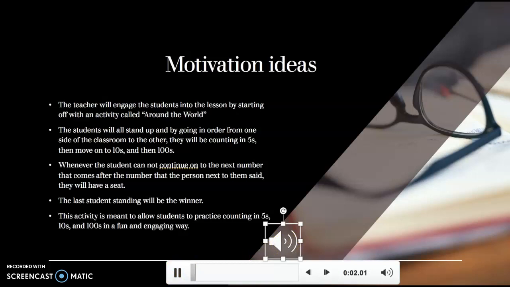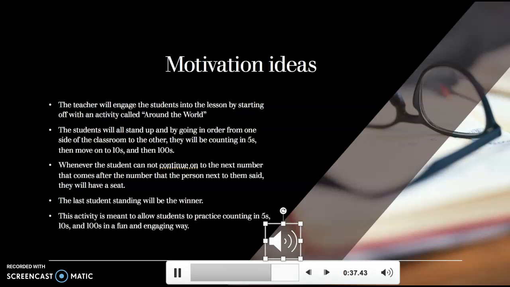In order to engage the students in the lesson, we're going to start off by doing an activity called Around the World. In this activity, the students will stand up. They will go in order from one side of the classroom to the other, and they will be counting, starting off with fives, and then tens, and then moving on to the 100s. Whenever a student can no longer continue on to the next number that comes after the number that the person next to them said, they will have a seat. The last student that is standing will be the winner.